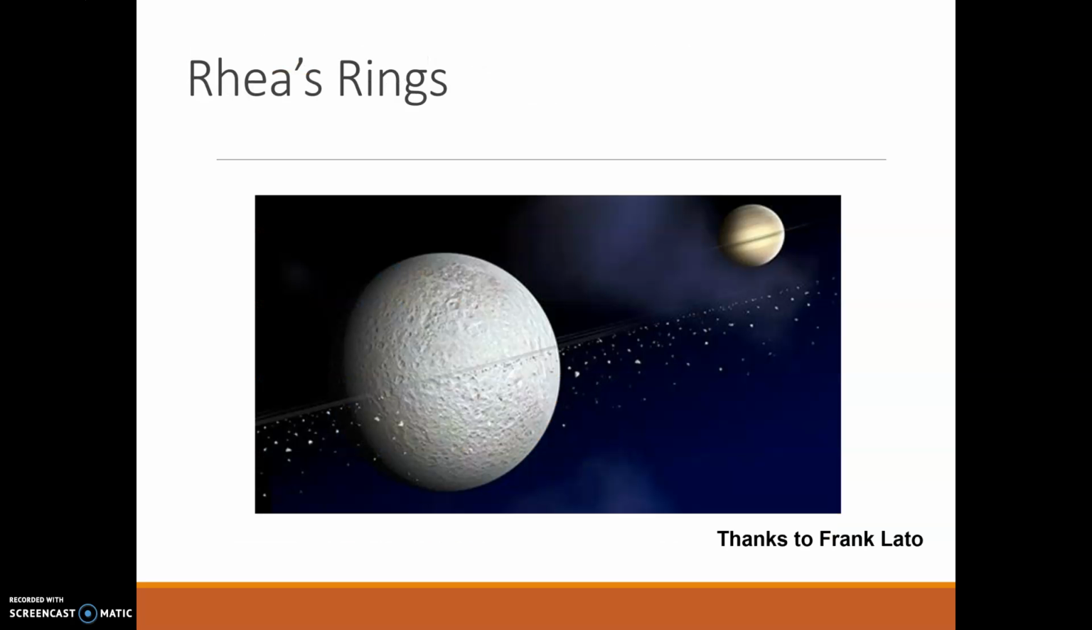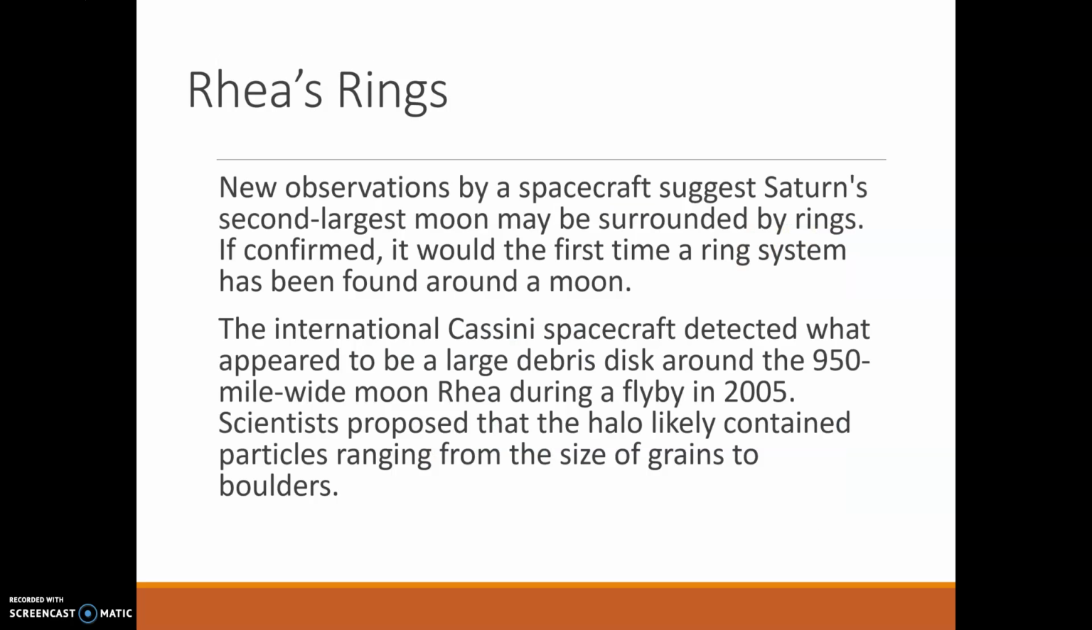Another moon that we're going to talk about is Rhea. And this moon actually has some rings around it as well. Looking at some of our newer observations here, we can see that this moon is actually surrounded by rings like Saturn. So this would be the first ring system that's around a moon rather than a planet. A large debris disk was detected around this moon, and it's proposed that a halo contains particles ranging from grains, so very, very small rocks, to boulders.